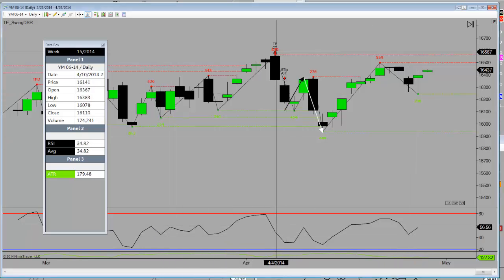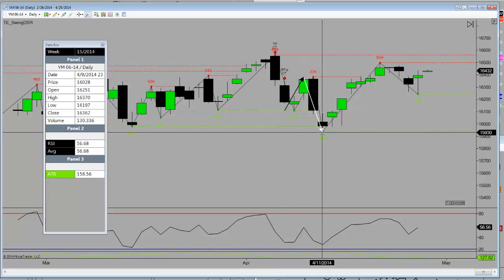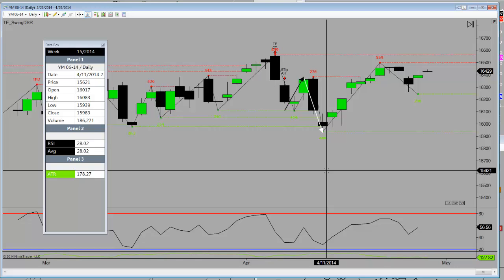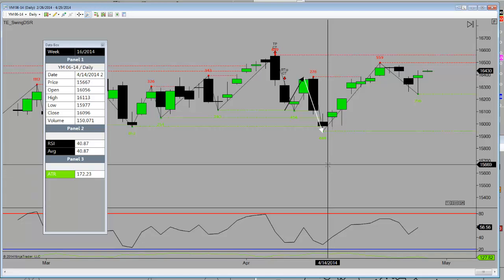So you can see it's perfect. AB, B to C. Where would AB equal CD? Boom, right there. Now again, no extreme reading on relative strength. This guy's trading 128 ticks a day.